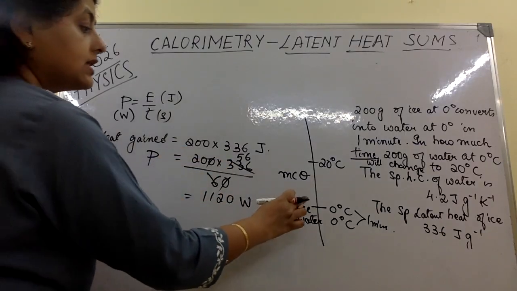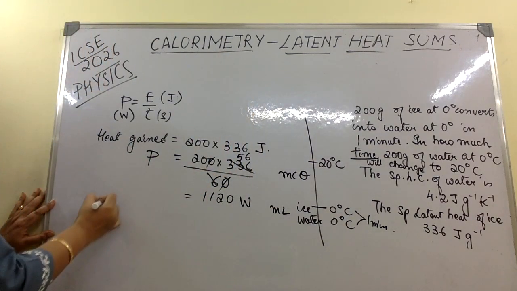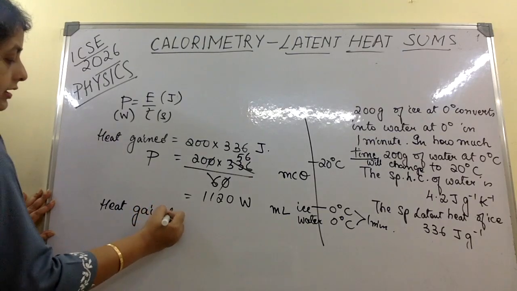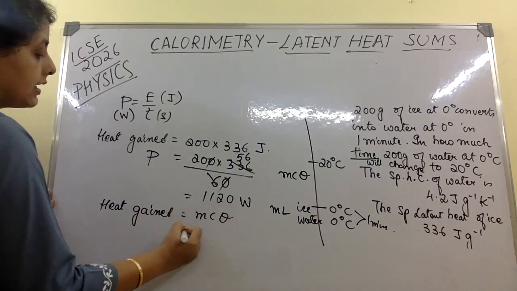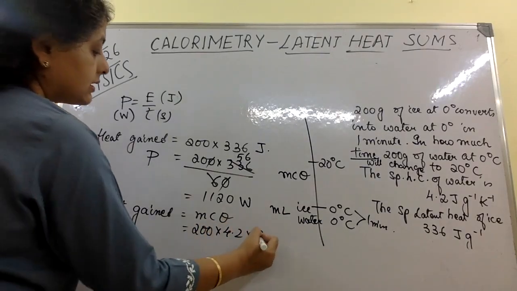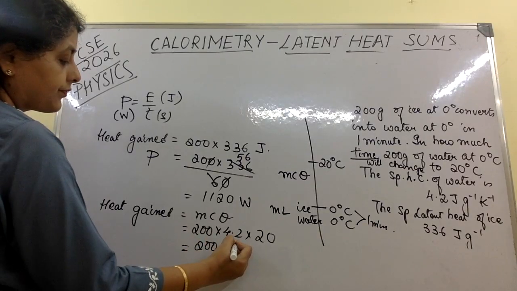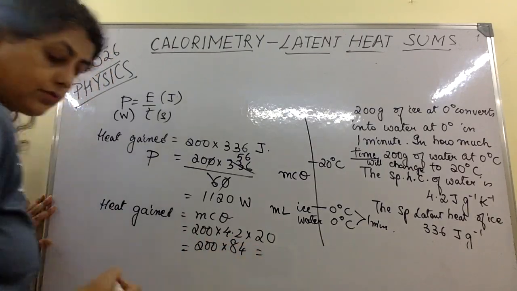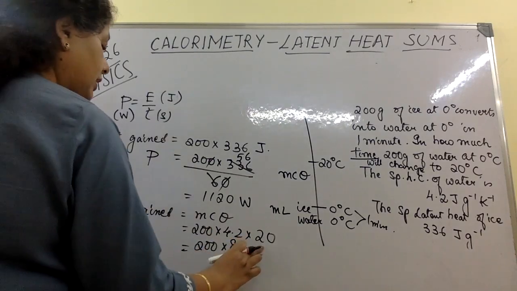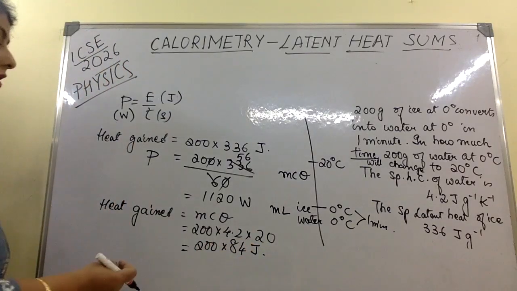I have to take this water from 0 degree to 20 degree now. Heat gained for taking it till 20 degree is mc theta. M is 200, C is 4.2 and theta is 20. How much is it then? 200 into 84. We will not even calculate, we'll just leave it as joules. Why calculate? This is how we can do our sums faster.